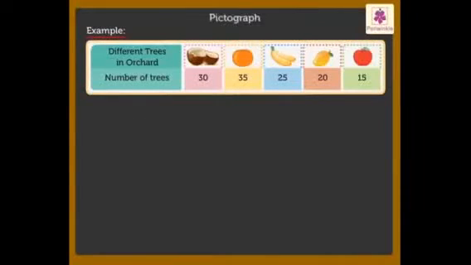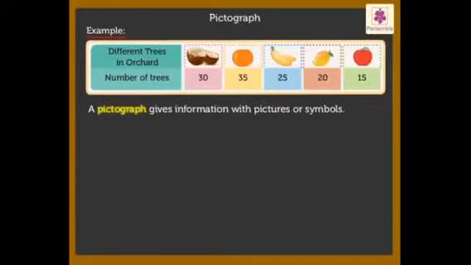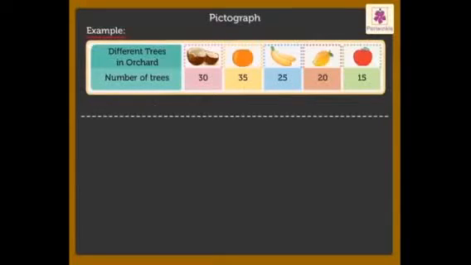Let's begin with the pictograph. We know that a pictograph gives information with pictures or symbols. Now, let us represent the data. Step 1. Write the title. Here, the title Trees in Orchard tells us the pictograph is about the trees in an orchard.